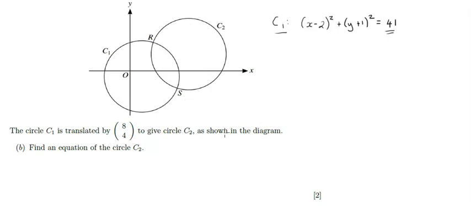To give the circle C2 as shown in the diagram. So the circle is just moving up or diagonally to circle C2. We're asked to find the equation of C2.